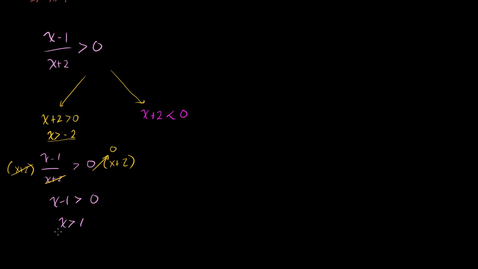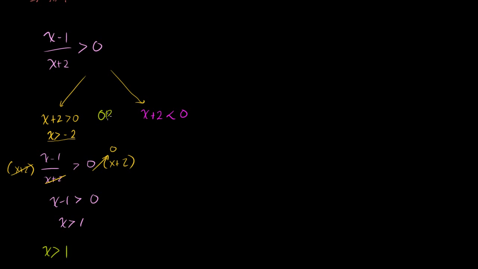Or you could go both ways in that. But we say, look, if both of these things have to be true, for x to satisfy both of these, it just has to be greater than 1. Because if it's greater than 1, it's definitely going to satisfy this constraint over here. So for this branch, we come up with the solution x is greater than 1. So this is one situation, where x plus 2 is greater than 0.